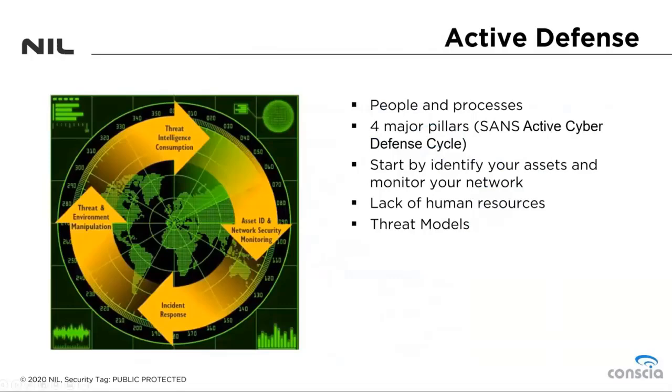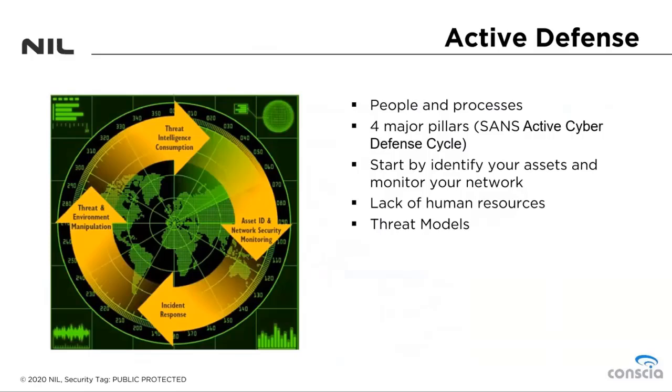If we want to mature in security, we need to talk about active defense. So we have architecture, passive defense, and then we come to active defense. With active defense, we're talking about people and processes. They provide security operations, the people. According to SANS, the active defense model has 4 major pillars placed in a cycle.